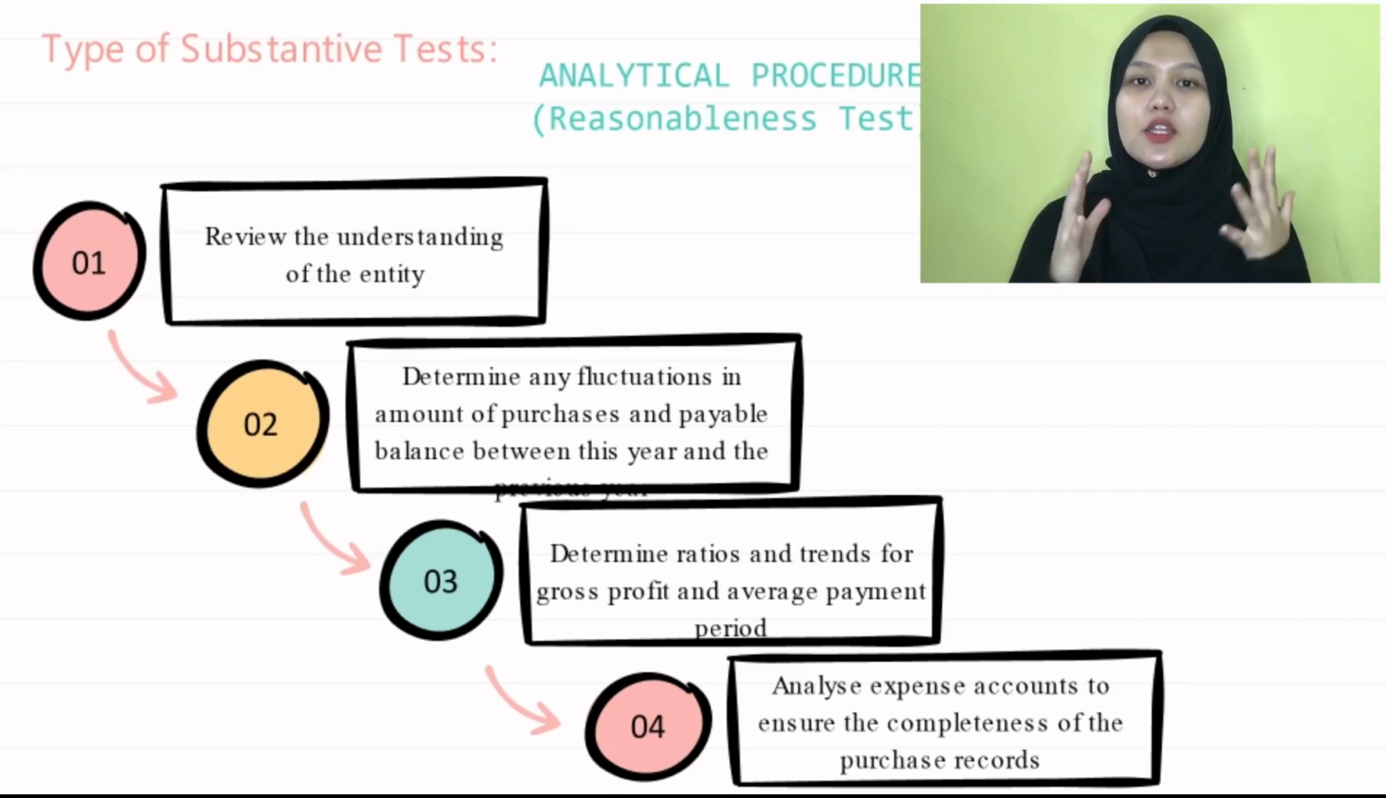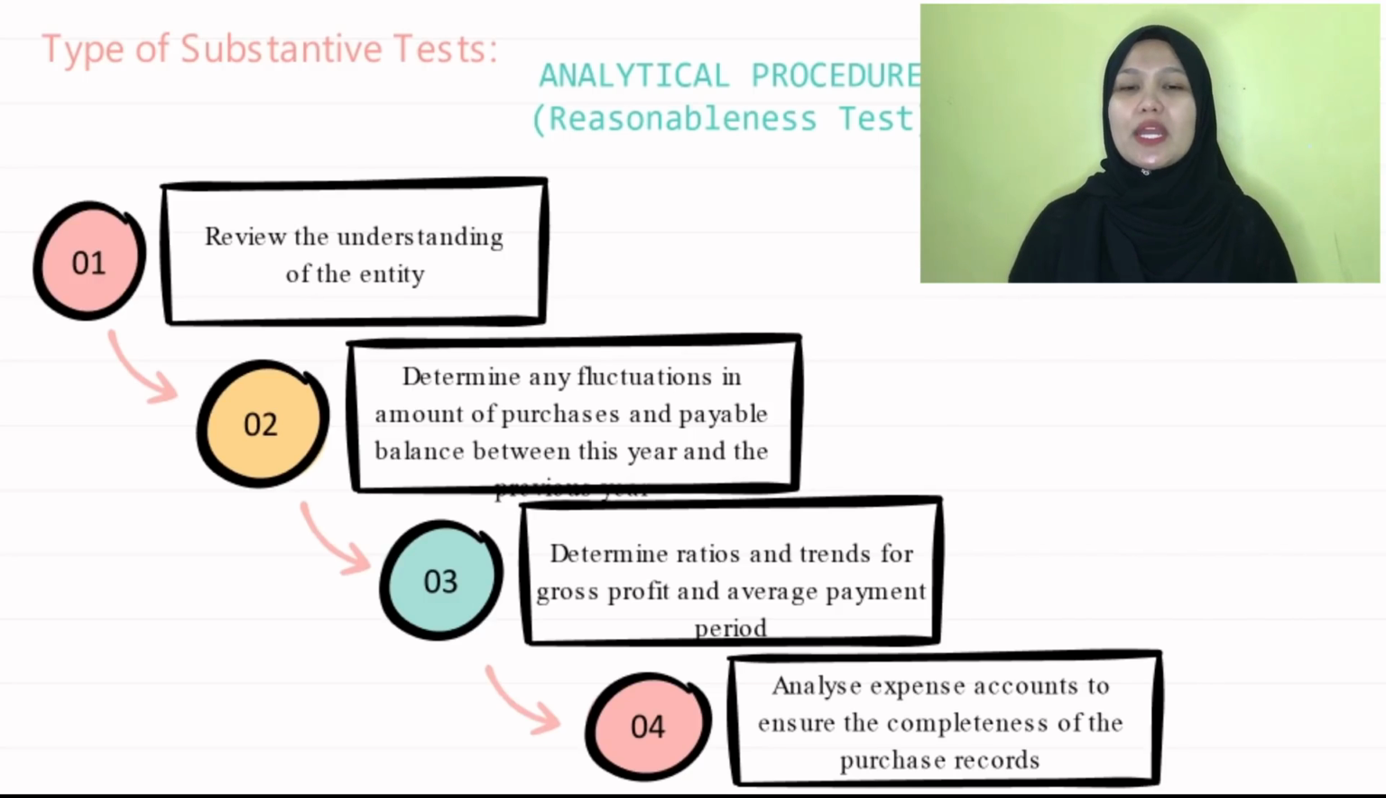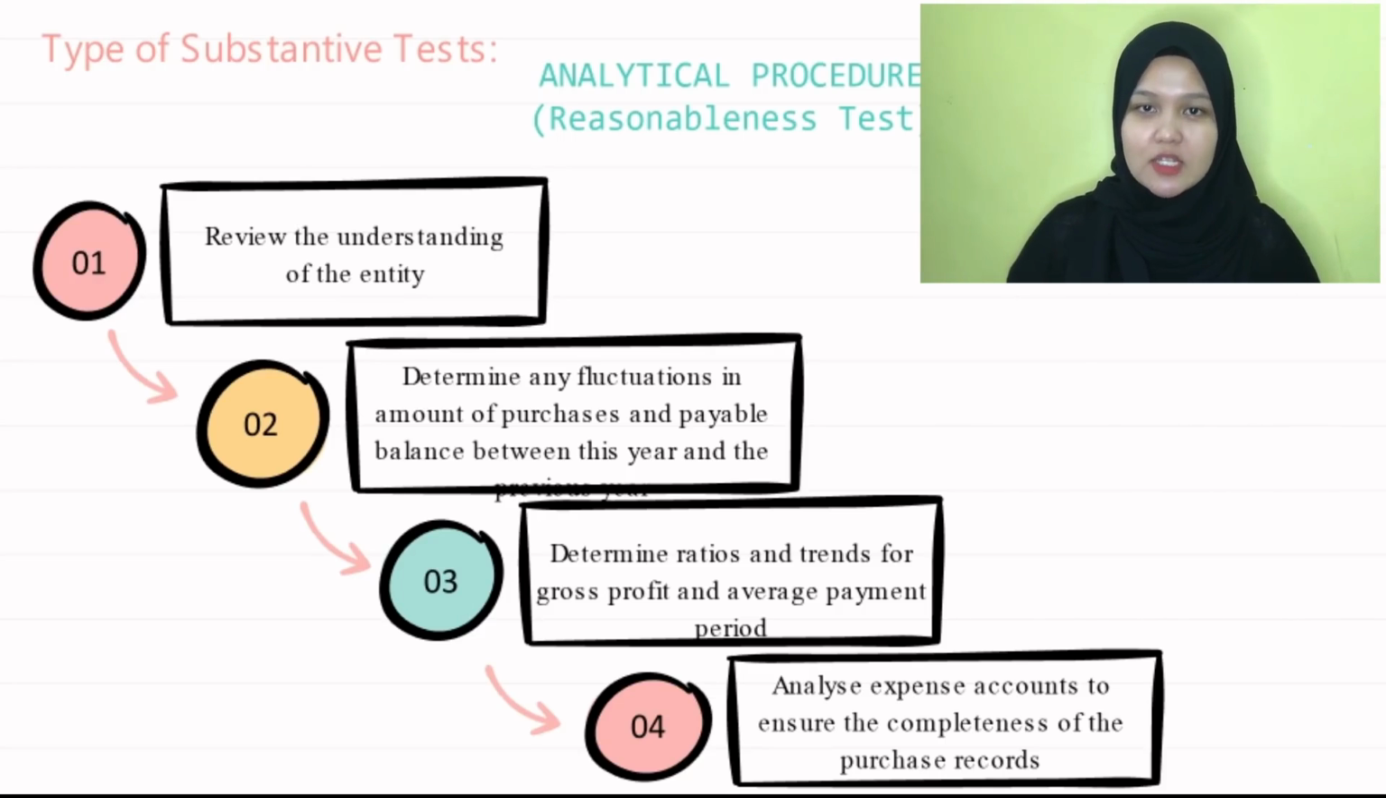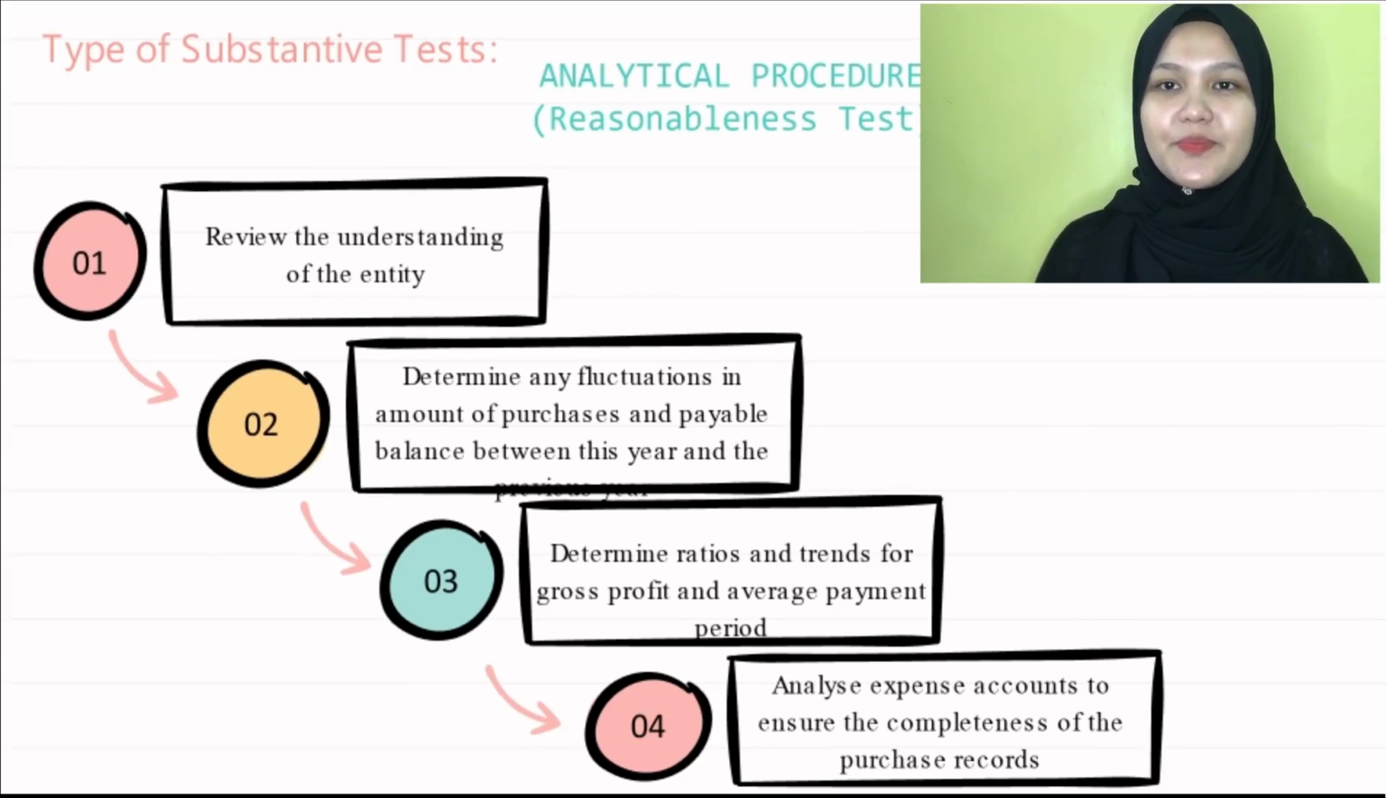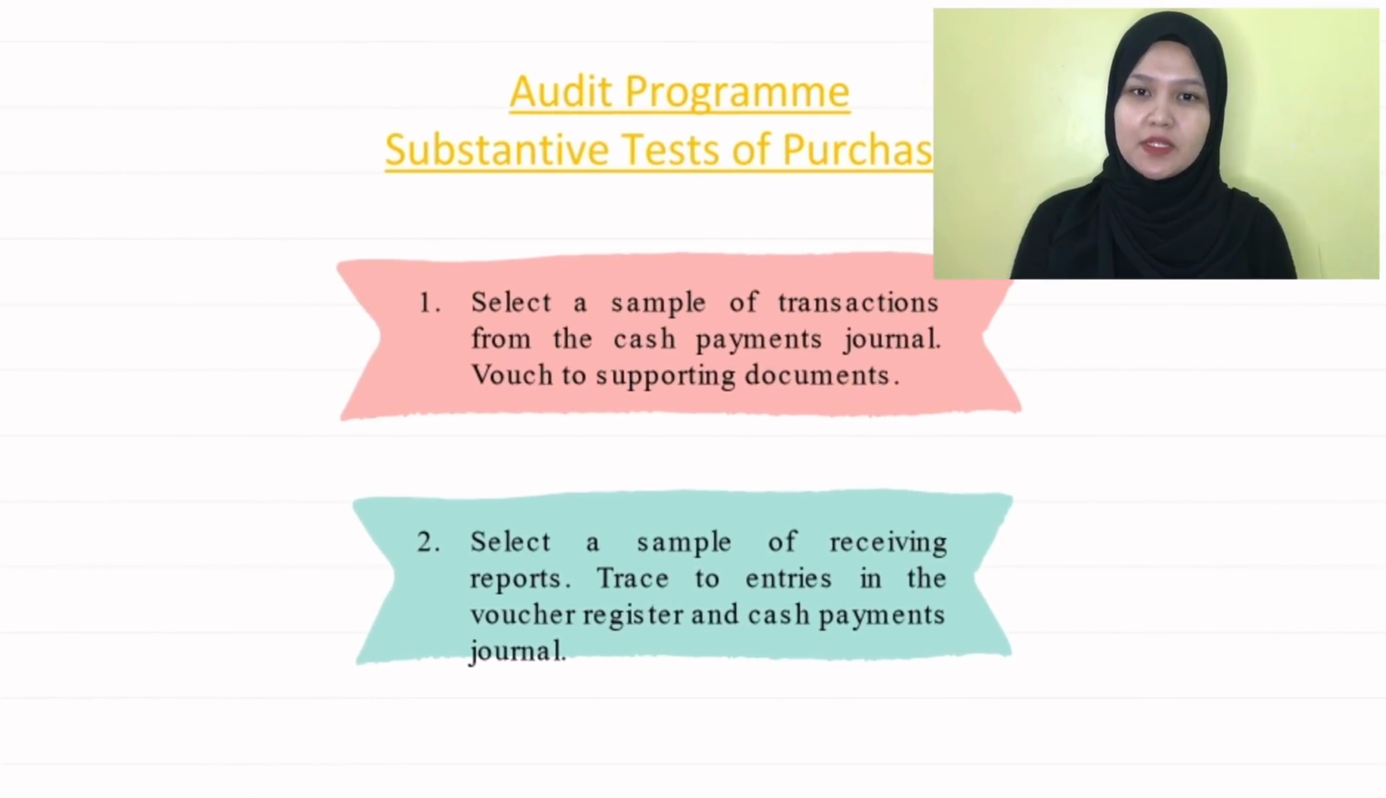And the last one is to analyze expense accounts by reviewing the ratio between each category of purchases and the total sales, and comparing it with the previous year's ratio to determine the level of activity for the current year, to ensure the completeness of the purchases records. These are examples of audit programs, which are also called a list of audit procedures, for purchase transactions.